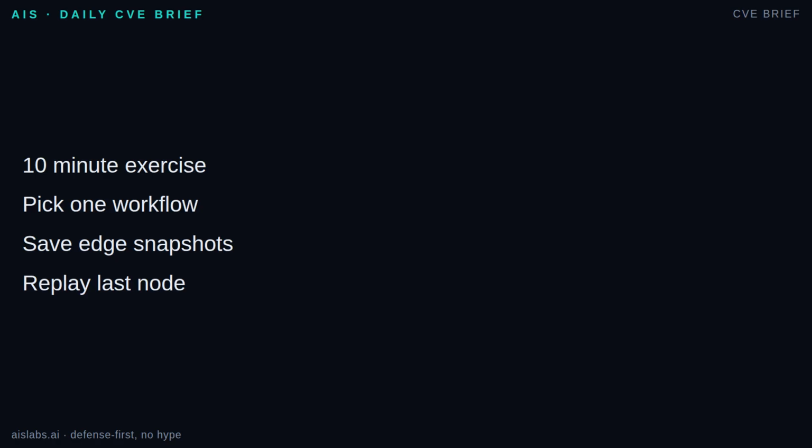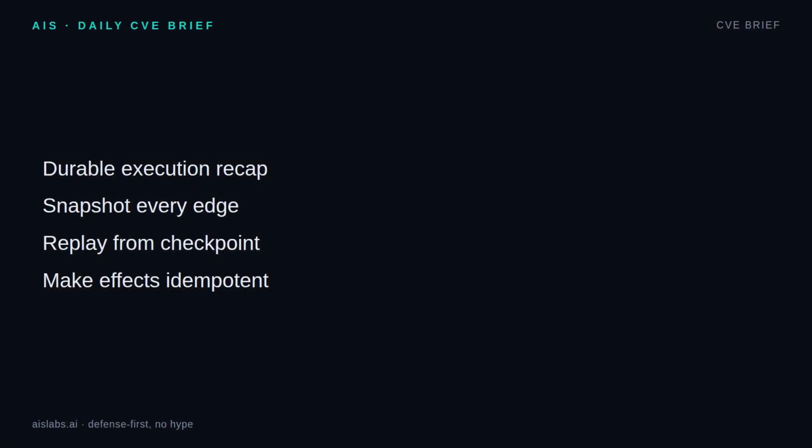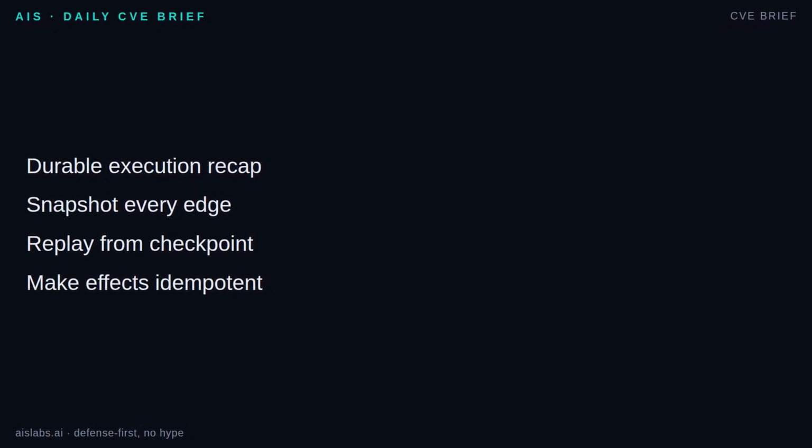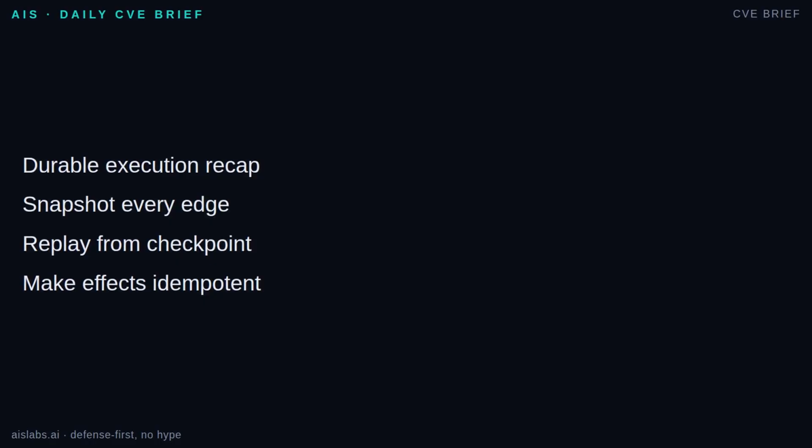The goal is not a perfect platform. The goal is to feel the difference between rerun from zero and replay from a known boundary. 3 beats to keep. First, snapshot at node boundaries, full type state, node identifier, timestamp, and a checkpoint identifier. Second, debug by replaying from checkpoint N and diffing snapshots until you find the exact node where good state turned bad. Third, treat side effects as dangerous during replay. Uploads, posts, and sends need idempotency keys and a ledger, or your debugger becomes a duplicate action machine.